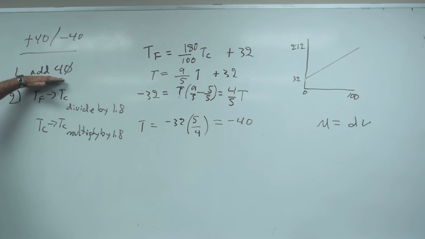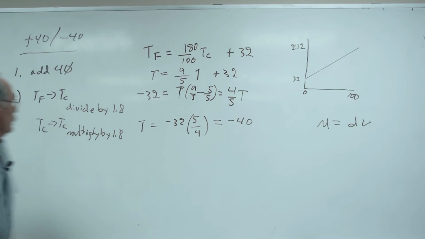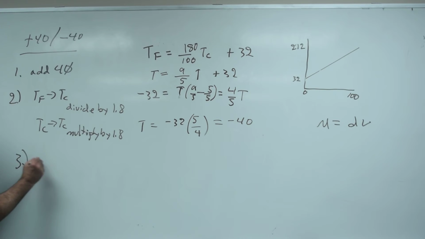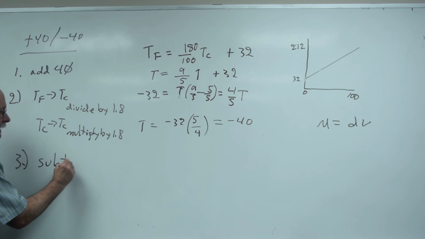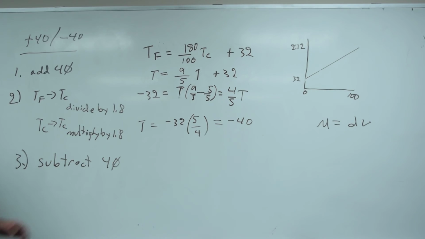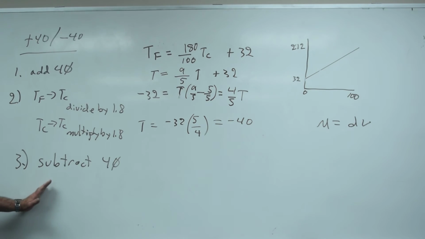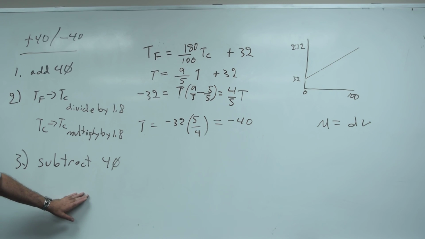Now, I had added 40 in order to make this equal to 0, so in the third step, I subtract 40. Now, in the next video, I will show you how to make some conversions from Celsius to Fahrenheit or Fahrenheit to Celsius, and also Kelvin, using the plus 40 minus 40 technique.